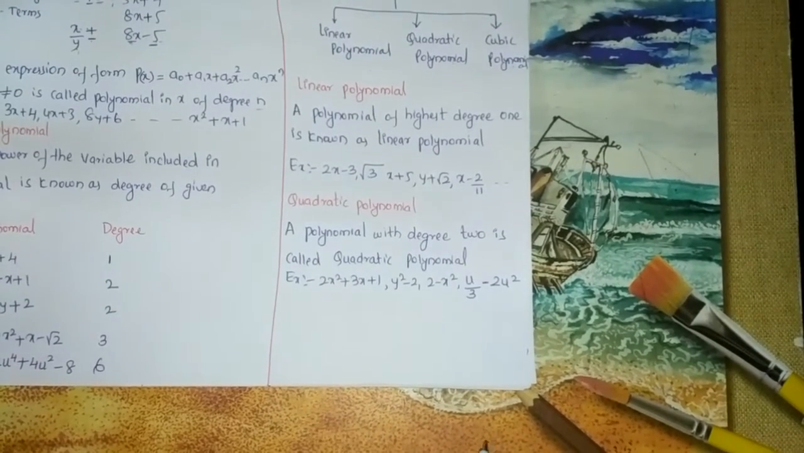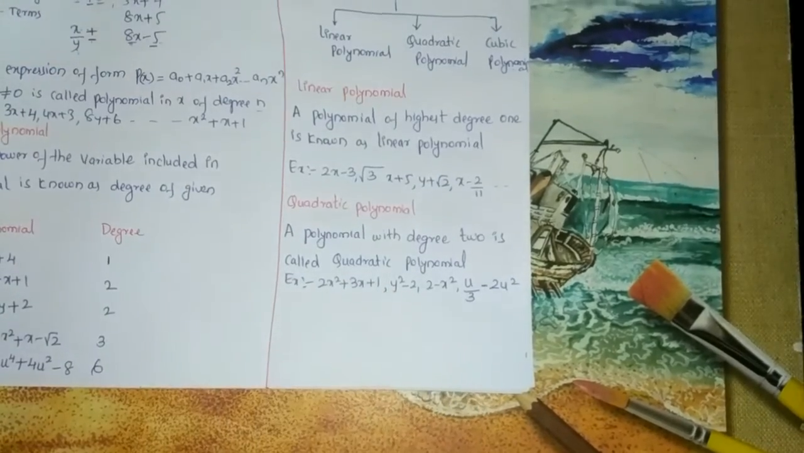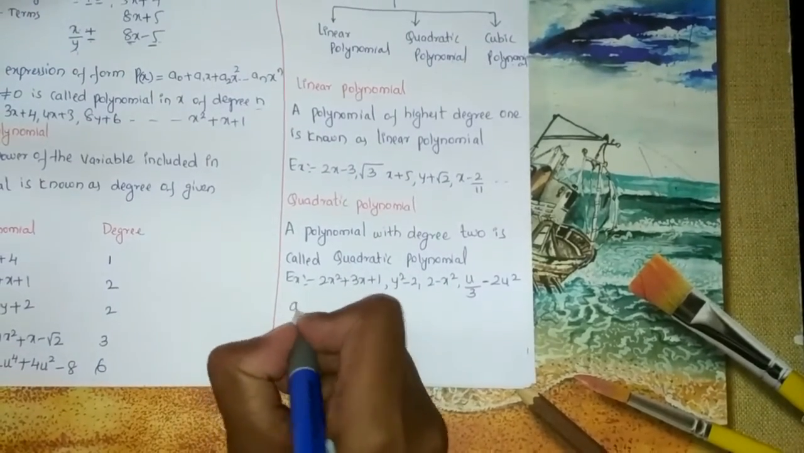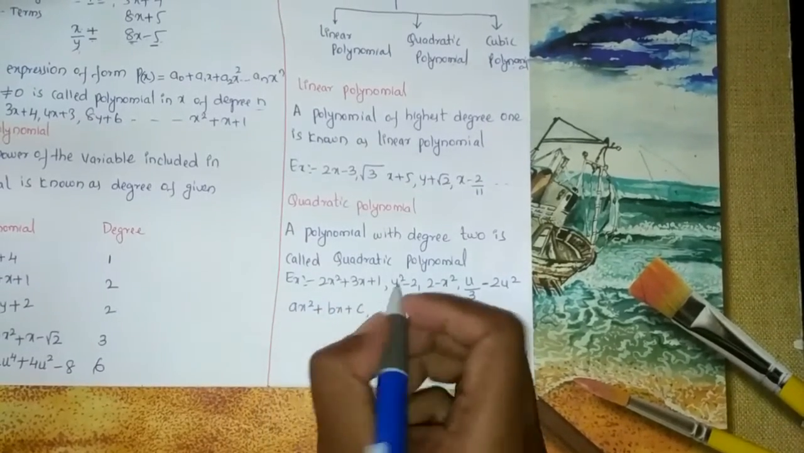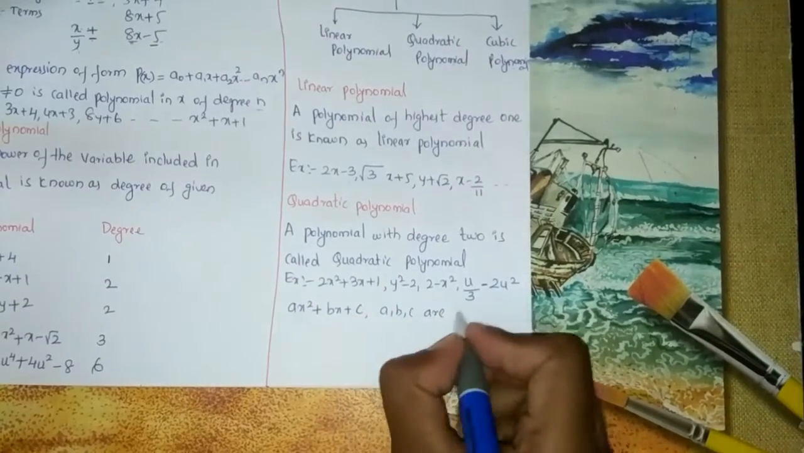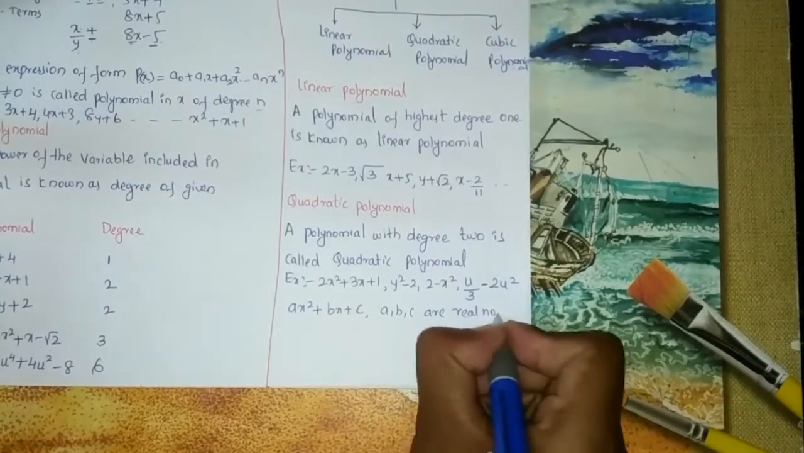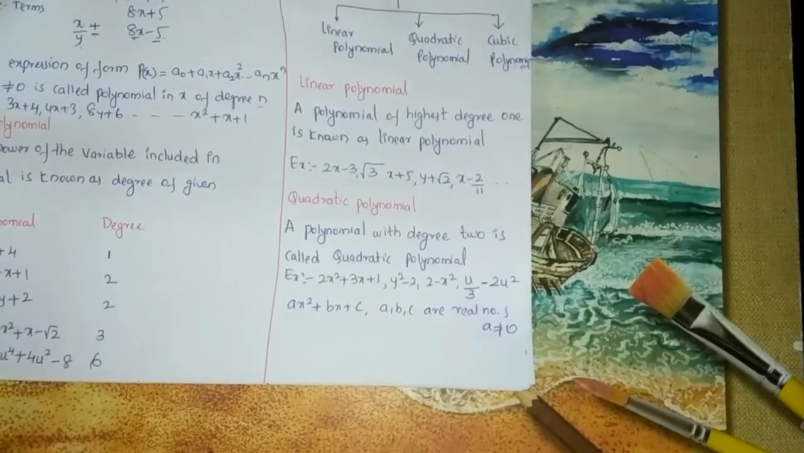Generally, a quadratic polynomial is in the form ax square plus bx plus c, where a, b, c are real numbers and a is not equal to 0.